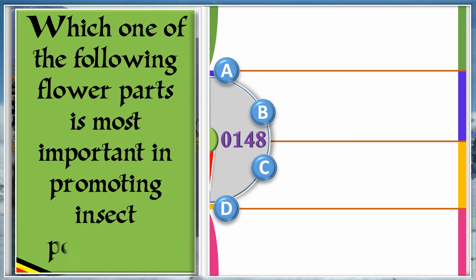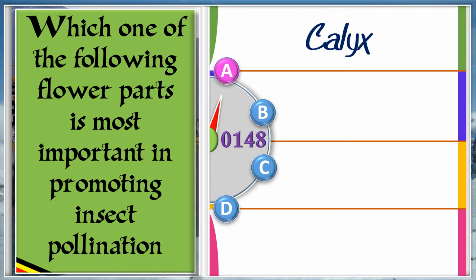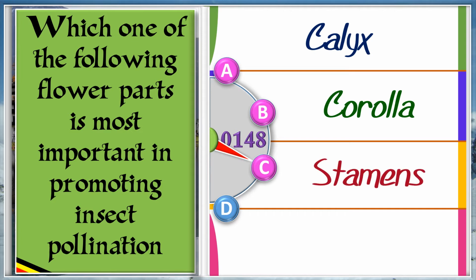Which one of the following flower parts is most important in promoting insect pollination? A. Calyx. B. Corolla. C. Stamens. D. Pistil. And the answer is B. Corolla.